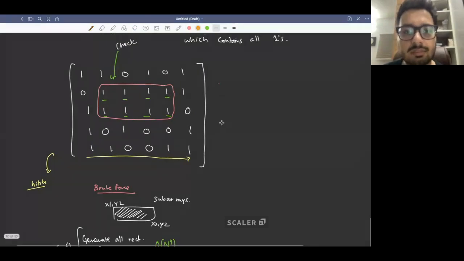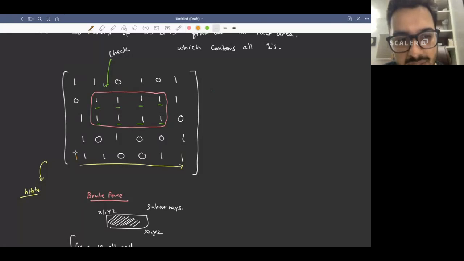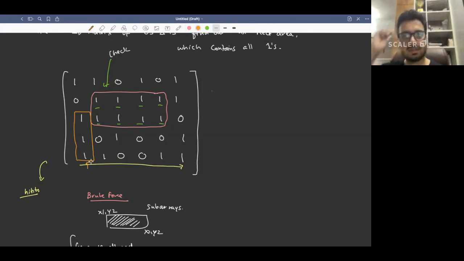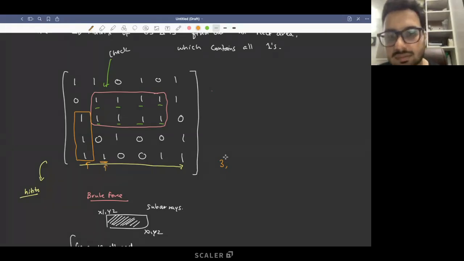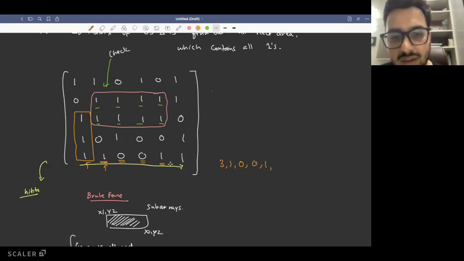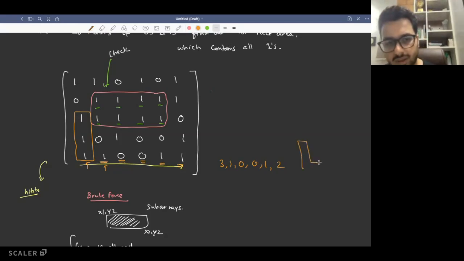Now tell me, what is the largest height I can take with this element? Three, right? I can take the largest as three. Good. What is the largest height of the bar I can take at this row, this element? One, right? Here, zero, fine. Here, zero, okay. Here, one. Here, I can form two. If I know this, it's three followed by one followed by zero, zero, one, and followed by two.